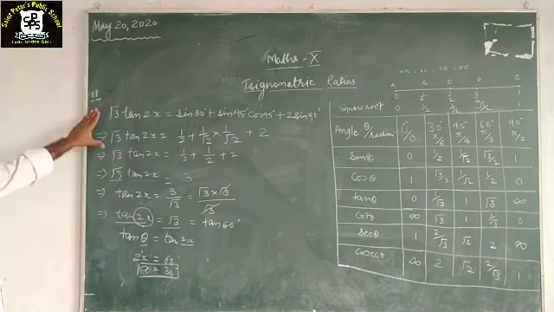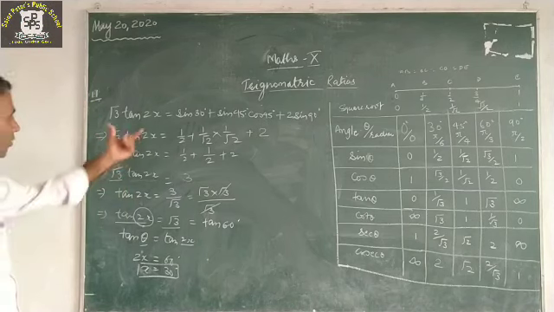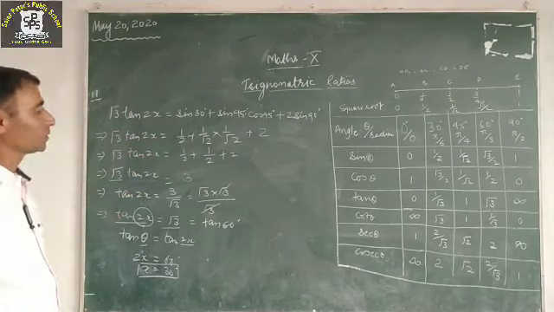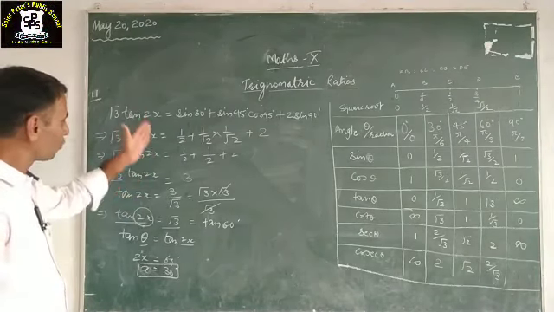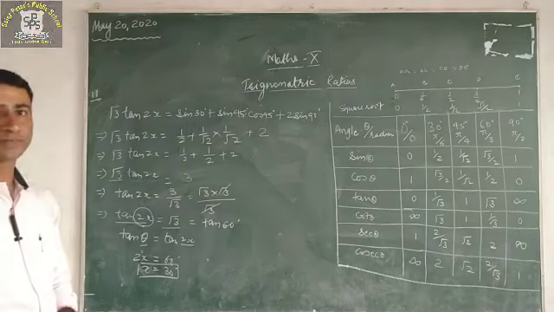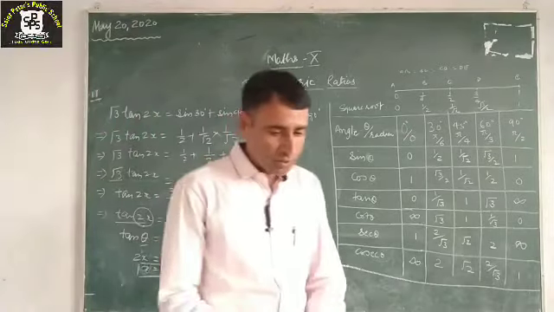So the 11th question asks us to find the value of x and we have such type of equations. So to find the value of x, we should go through this process now. Understood everybody? Okay.